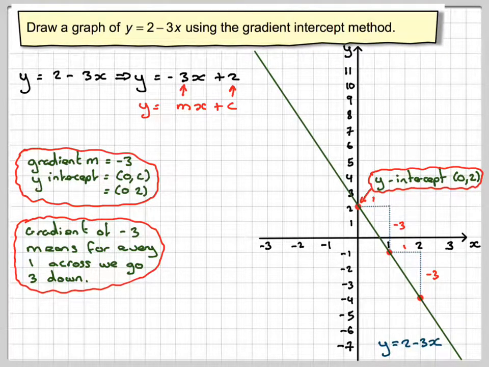So this has been a video to show you how to use y is equal to mx plus c in order to draw a graph. It particularly works well if this number here is an integer.